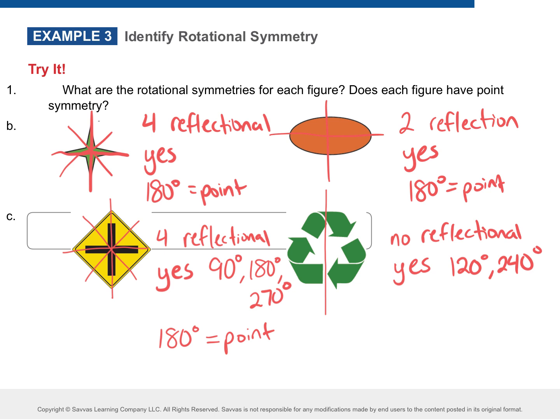Okay? Does it have rotational symmetry? Sorry, point symmetry. What does point symmetry mean? 180. If you flip your paper upside down, is it the same image? No. So no point symmetry.